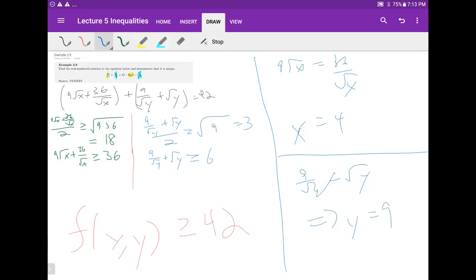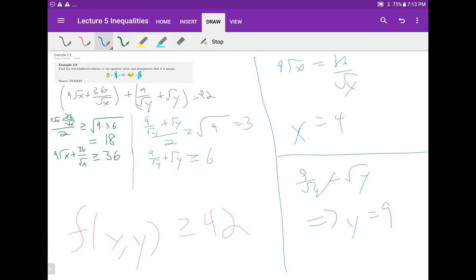The second thing is that the two numbers that are being added together are annoying to deal with by themselves, right? You don't want to deal with root y or something over root y, but when you multiply them together, it becomes something nice, like a constant in this case. So those are two pretty big hints to use AMGM.